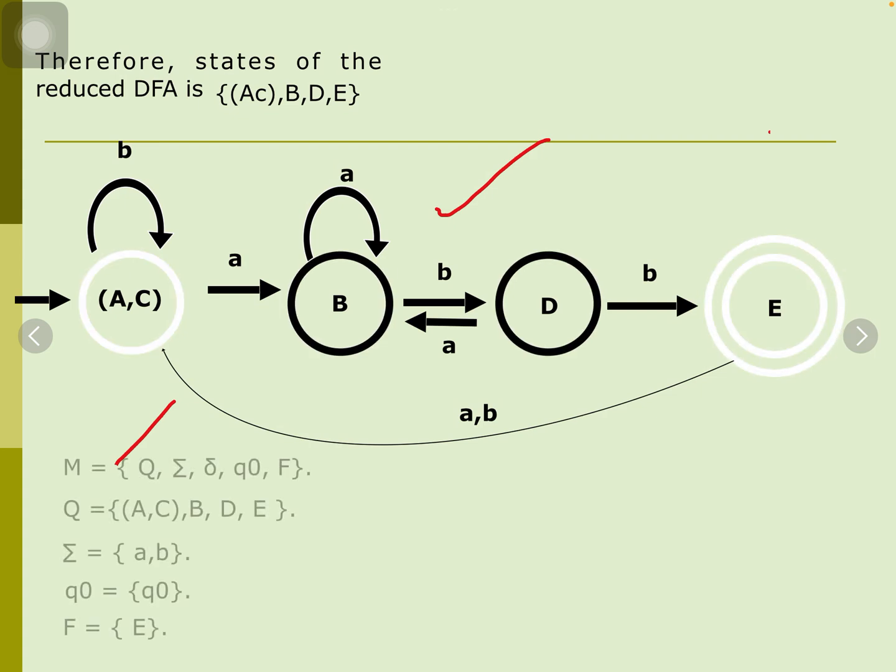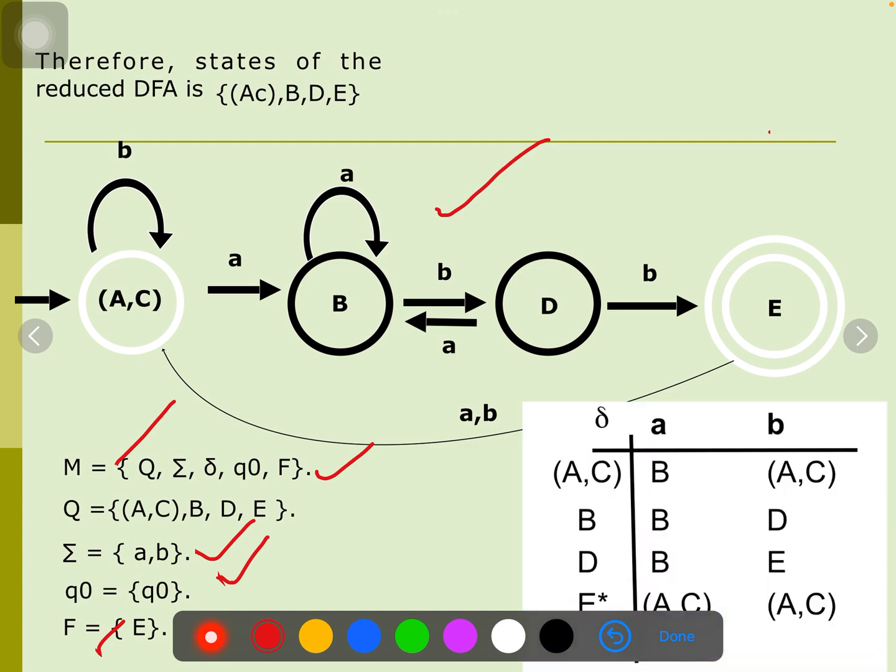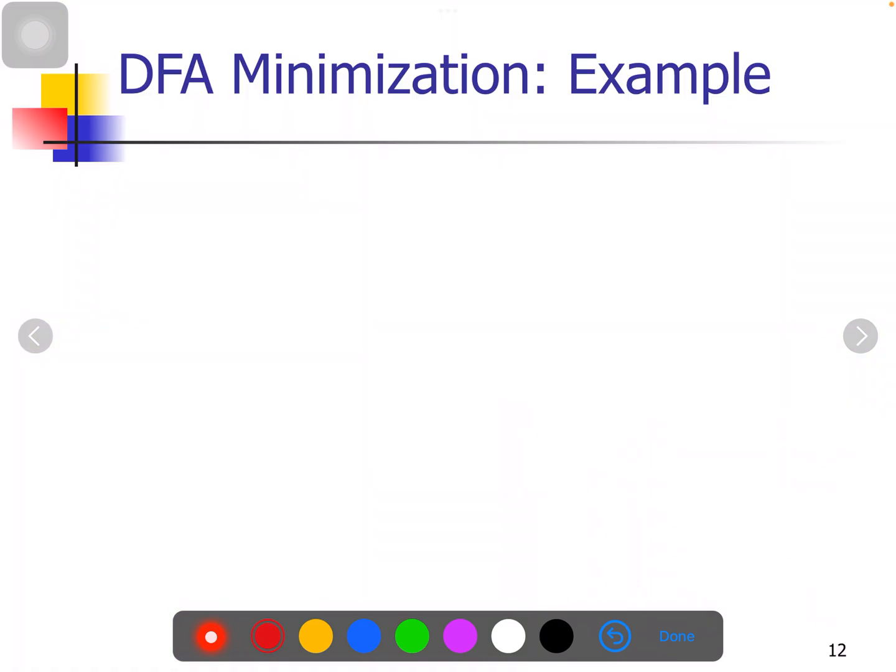Then M is described as M equals Q, sigma, delta, Q naught, F. Q is nothing but AC, B, D, E. Sigma is a, b, and Q naught is A. So this is the transition table. This will be the initial state.